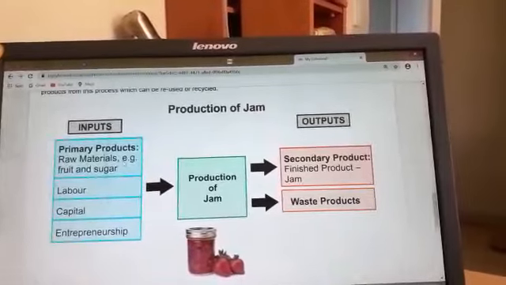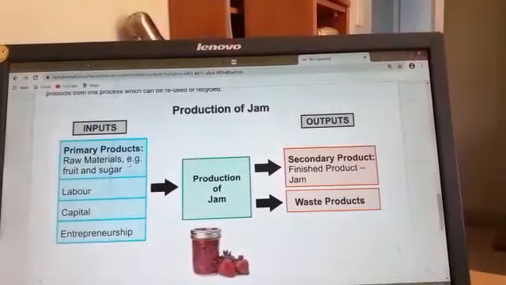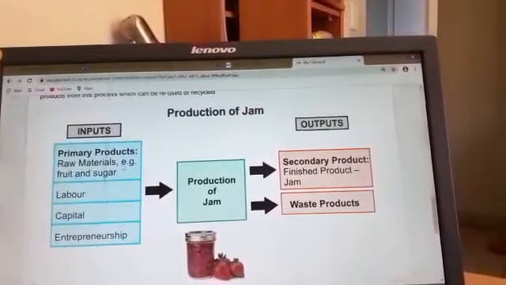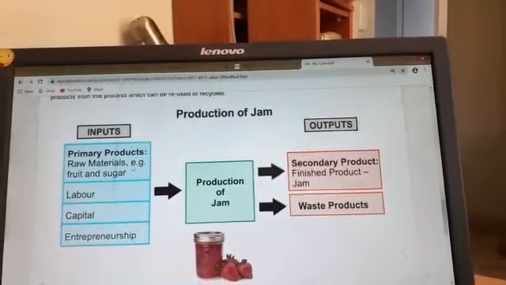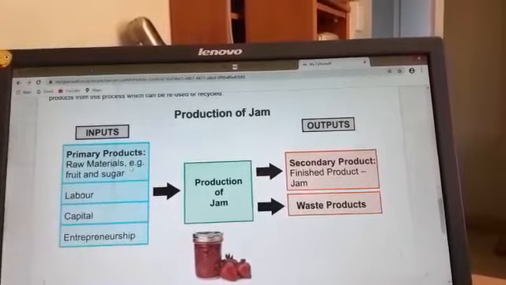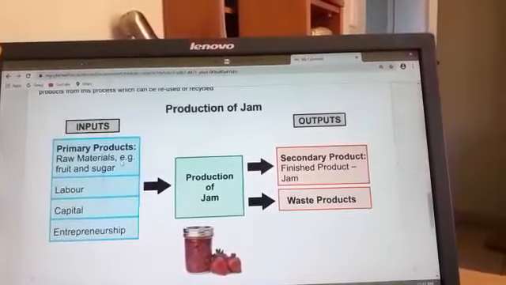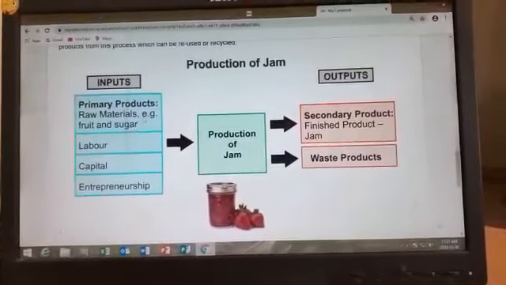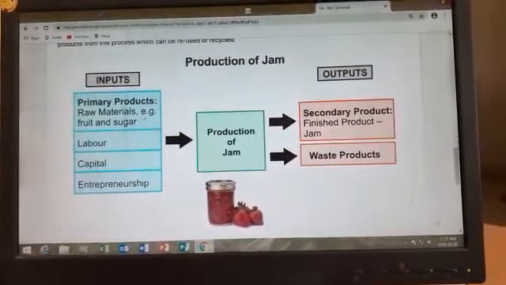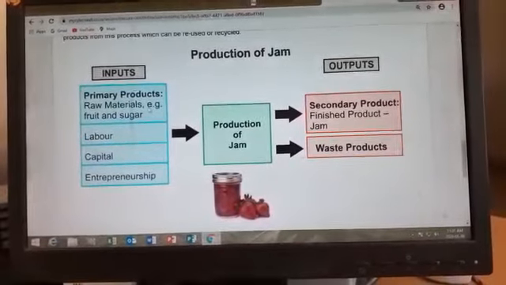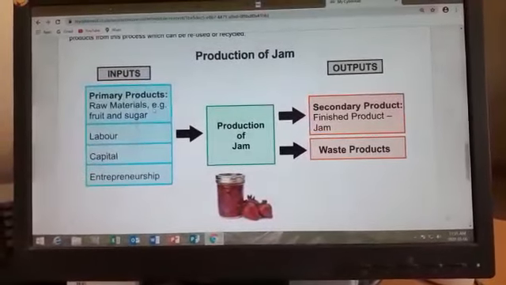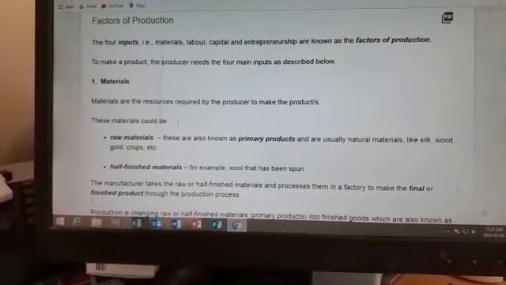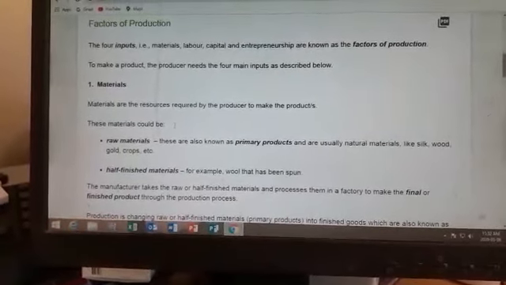So sometimes those products can be reused or recycled, and as much as possible, they do try to do that. But there are always going to be some waste products that they cannot reuse again. And those waste products then need to be dumped and got rid of. But where they can, they will always try and recycle or reuse the things that ended up as waste. We are now going to recap and explain the four inputs as factors of production.